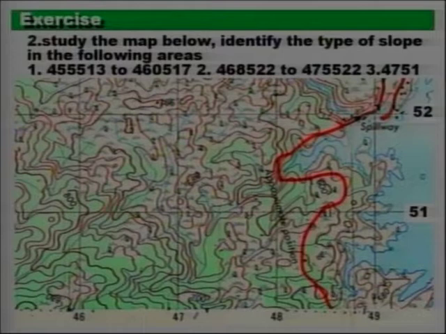Good. Finally, the last area is within a grid square, and the grid square is 4751. What type of slope would you find in the grid square 4751? Silo, your answer for that question.